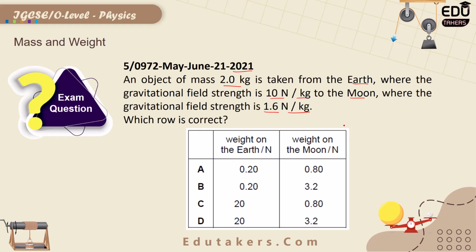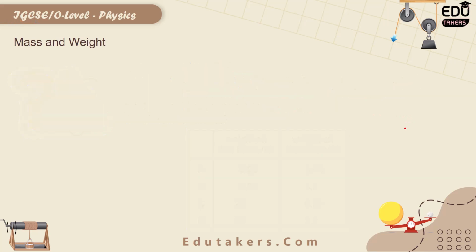Use the same formula that weight is the product of mass and gravitational field strength. The mass of the object is the same, which is 2.0, but the value of the gravitational field strength is different. On the Earth its value is 10, but on the surface of the Moon its value is 1.6. So just use this formula and find out the weight on the surface of the Earth and Moon. Let's see the answer and explanation.